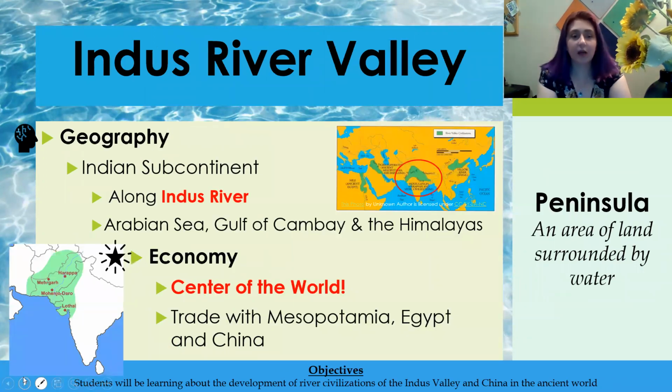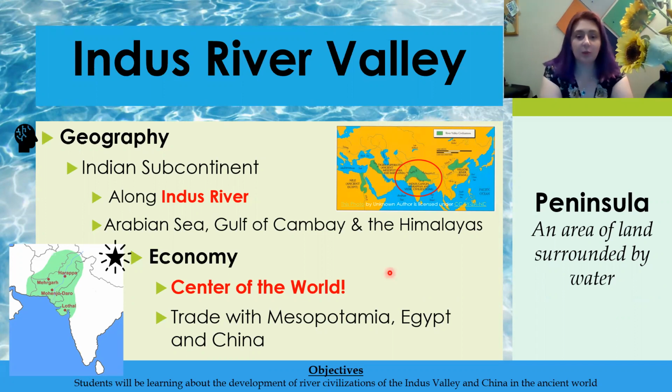So the first one we're going to talk about is the Indus River Valley. So geographically, the Indus River Valley was found in the Indian subcontinent. That is this area right here. It was along the Indus River, which is where it gets its name. This stretches from the Arabian Sea all the way down here, all the way to the Gulf of Cambay, all the way up to the Himalayas. So it's a very large civilization for the time.